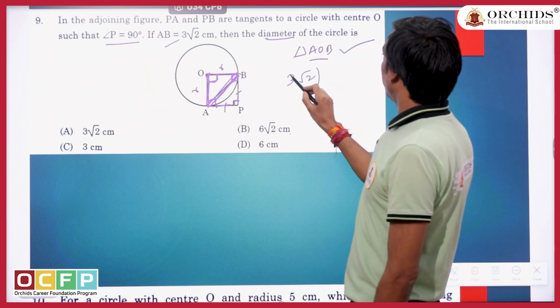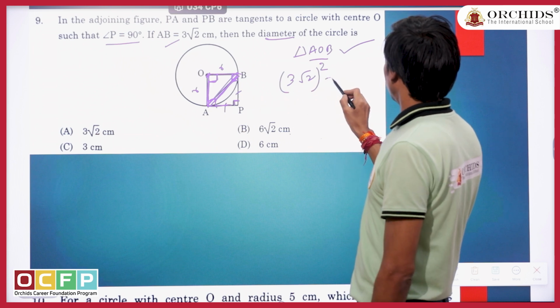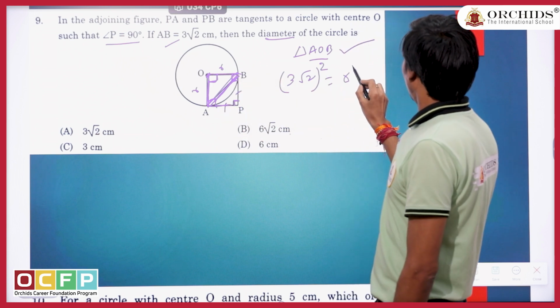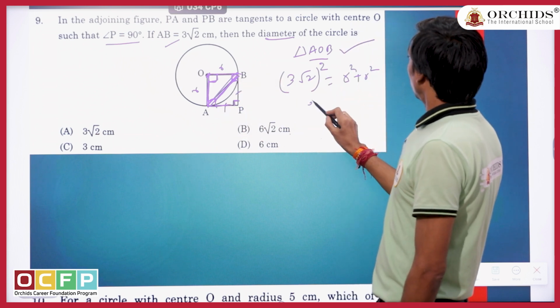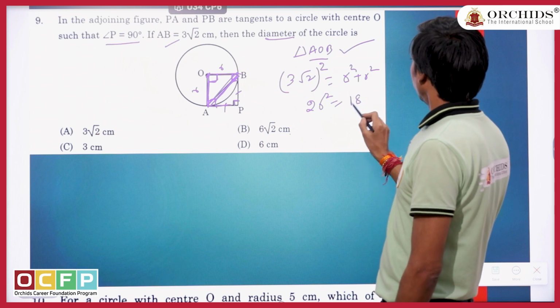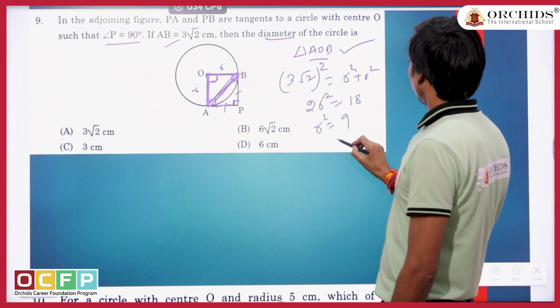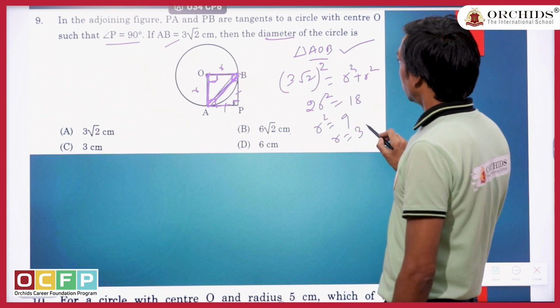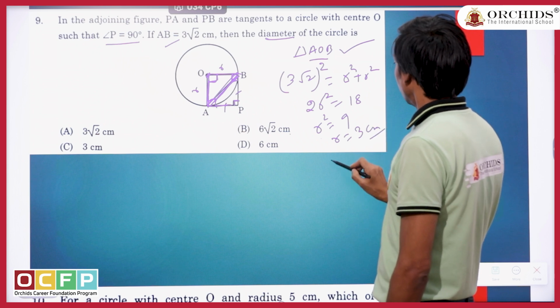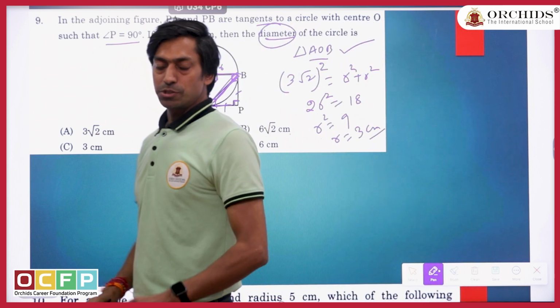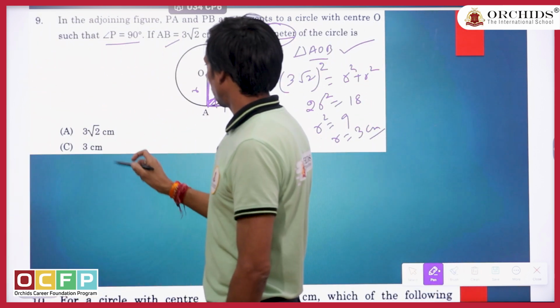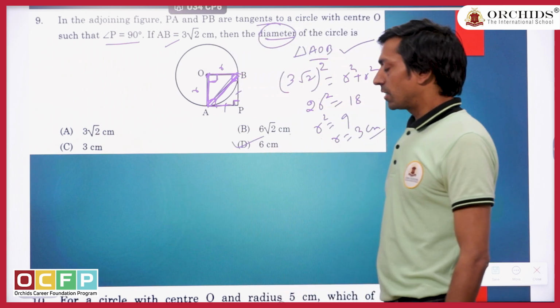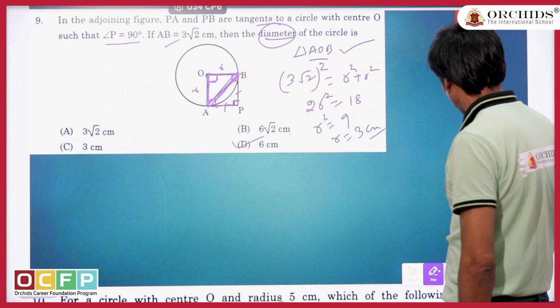So I can say that the diameter AB, the diagonal, squared is equal to r square plus r square. So from there what will I get? 2 times r square equals 18. So r square is equal to what? 9. Therefore I can say r equals 3, and the unit is given as centimeter. But we are interested in the diameter. The diameter is what? Twice the radius. So the answer for this question is what? 6 centimeter is the required answer for this particular problem.